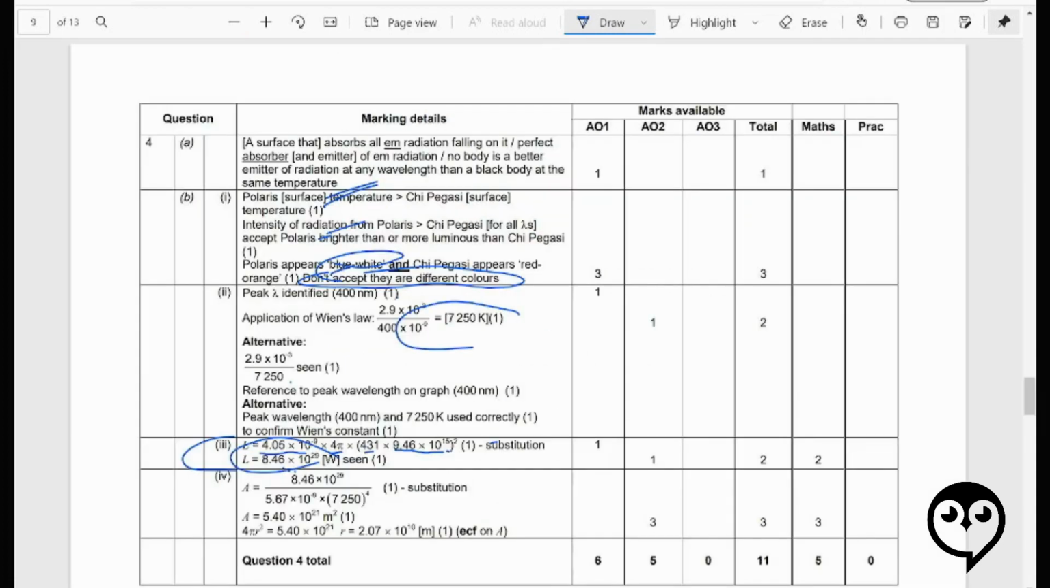Let's see the calculation. It's the luminosity just from above. There's your sigma. There's your T to the power of 4. There's the area. That's 4 pi, so you're going to divide by 4 pi, and if you take the square root, that's your radius.